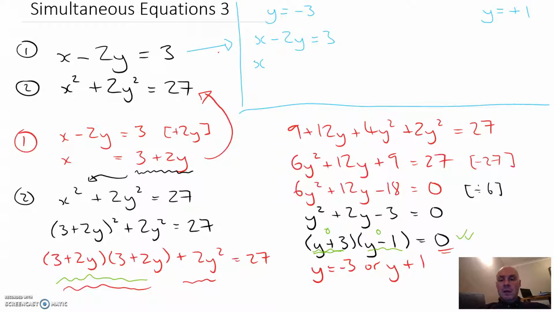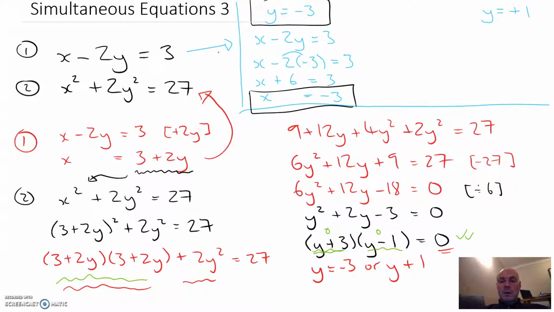So we get x. Now I've got to be careful. I've got minus 2 times negative 3 equals 3. So that gives me x, negative times this negative is a positive, so I've got plus 6 here equals 3. And if I then subtract 6 from both sides, that gives me x equals negative 3. So when y is minus 3, x is negative 3. Now let's do the same with the other side.